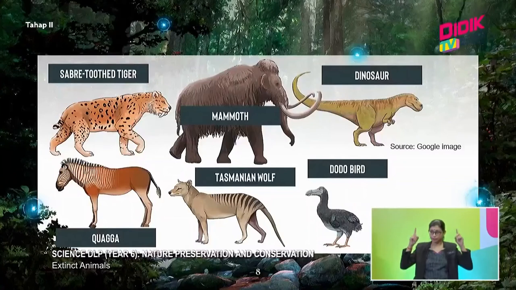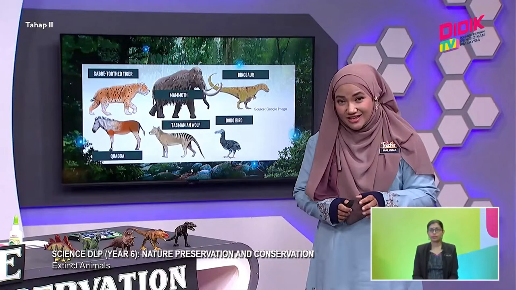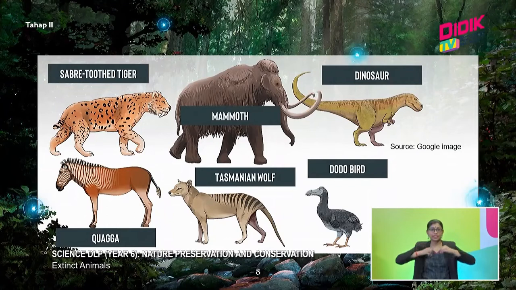The difference between the saber-toothed tiger and the tigers that we have now is that saber-toothed tigers had really long canine teeth. Really long and sharp. I see. Next one is mammoth. That's how a mammoth looks like. And also dinosaurs, of course, everyone knows dinosaur.